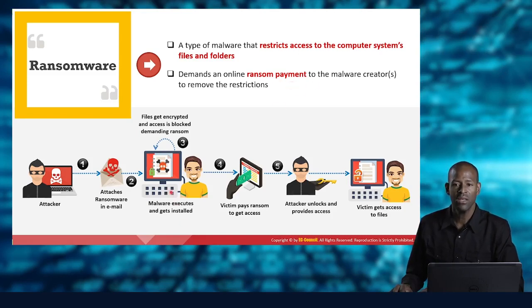So let's say that you freak out and you really need your data, and there's no way you could think of to get your data back, so you send money to the attacker. The attacker sends you an unlock process. Your system is unlocked and you have access to your files.